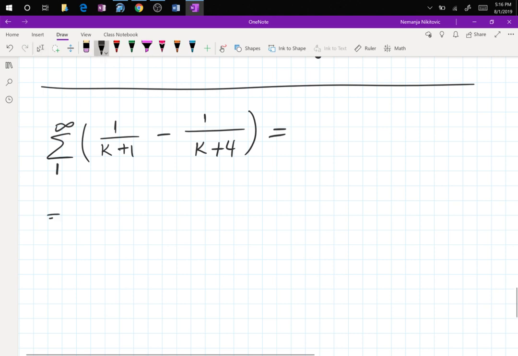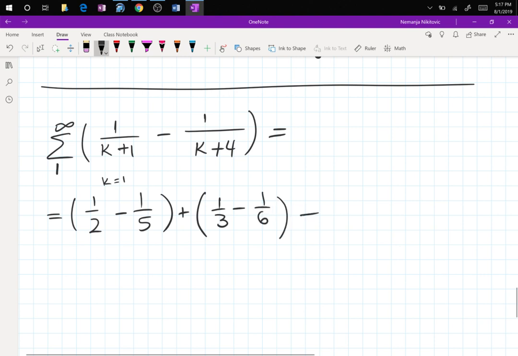So now we write out, right, when you have a 1, the first term is 1/2 minus 1/5, plus, so this is where k is equal to 1. The next one is when k is equal to 2, we're getting 1/3 minus 1 over 6. So that's k equals 2. k equals 3 is going to be 1/4.